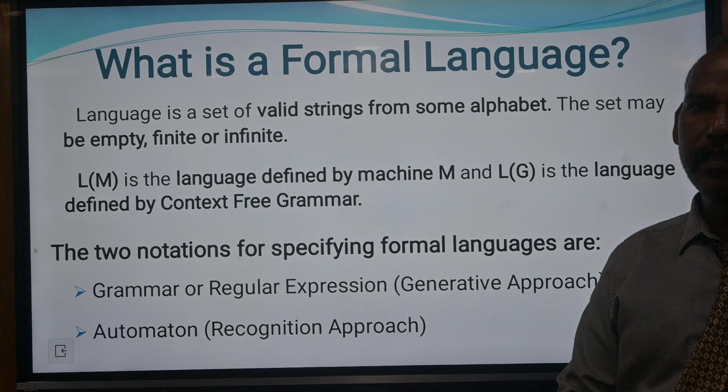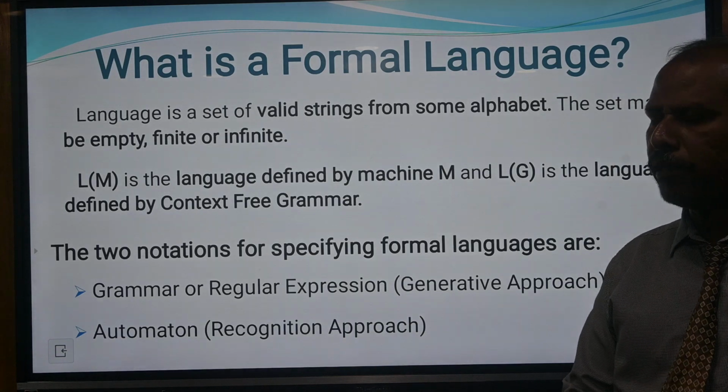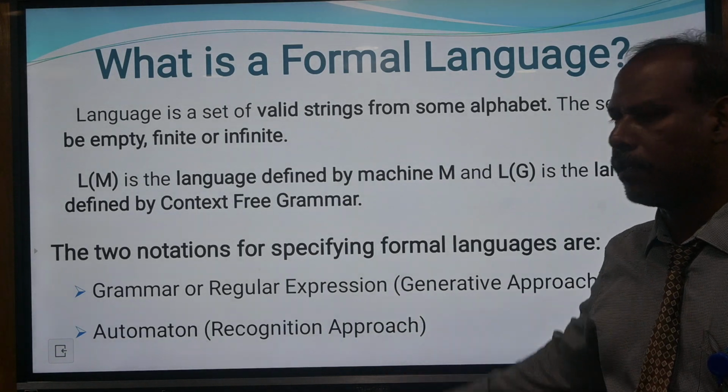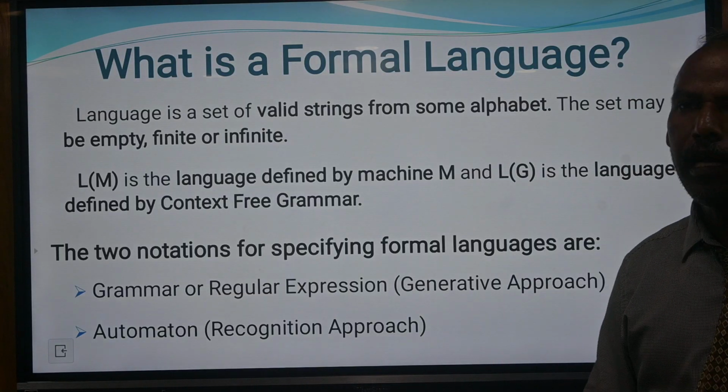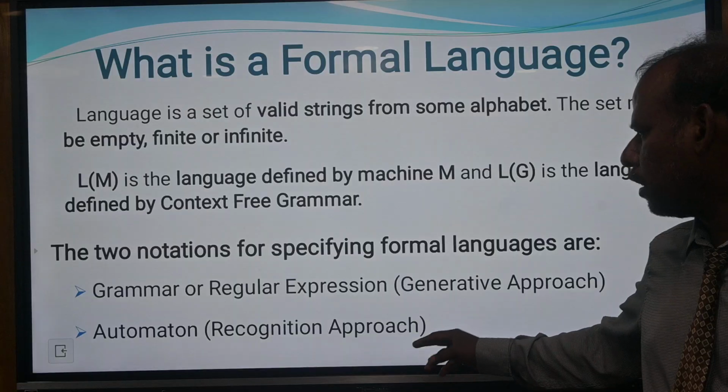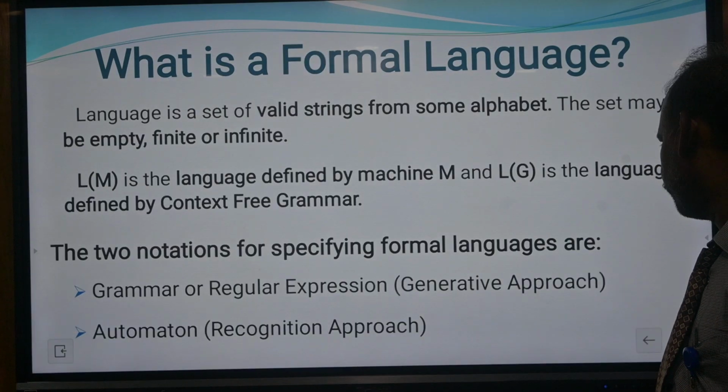There are two notations for specifying the formal language. One is called grammar or regular expression, that is the generative approach. Another one is the automaton, that is called the recognition approach.